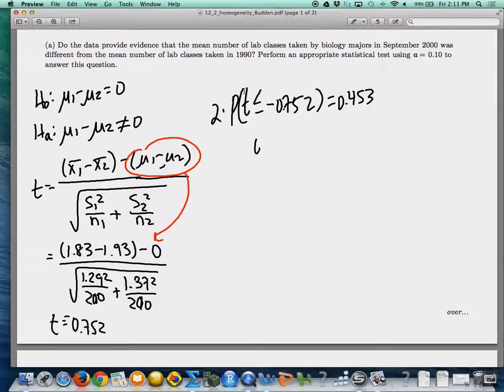Okay, so in this case, we're going to say 0.453 is greater than our alpha of 0.1. So we are going to fail to reject the null. What does that mean if I fail to reject the null? There's insufficient evidence supporting the alternative hypothesis. So we don't have sufficient evidence to believe that the mean number of lab classes has changed.